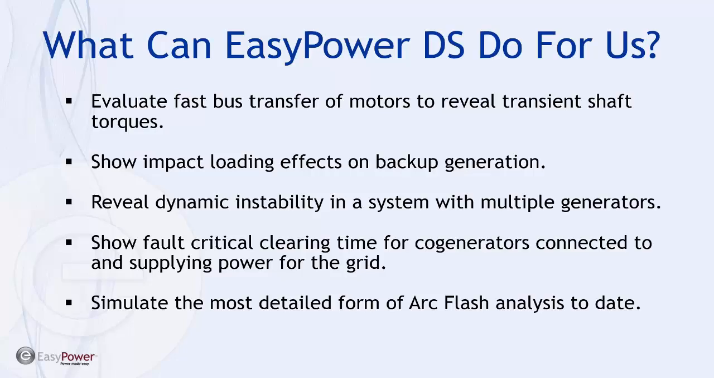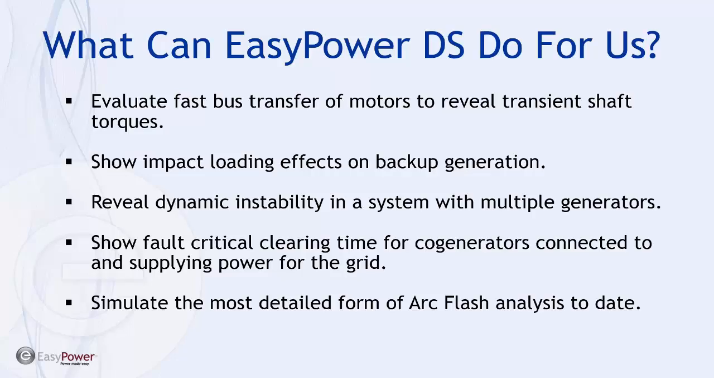We can reveal dynamic instability in a system with multiple generators, where one generator is trying to pick up a load that's for some reason cast off by another. Do we get into a critical cycle where one is trying to pick up and shed at the same time, and the overshoot causes reverberation across the network?